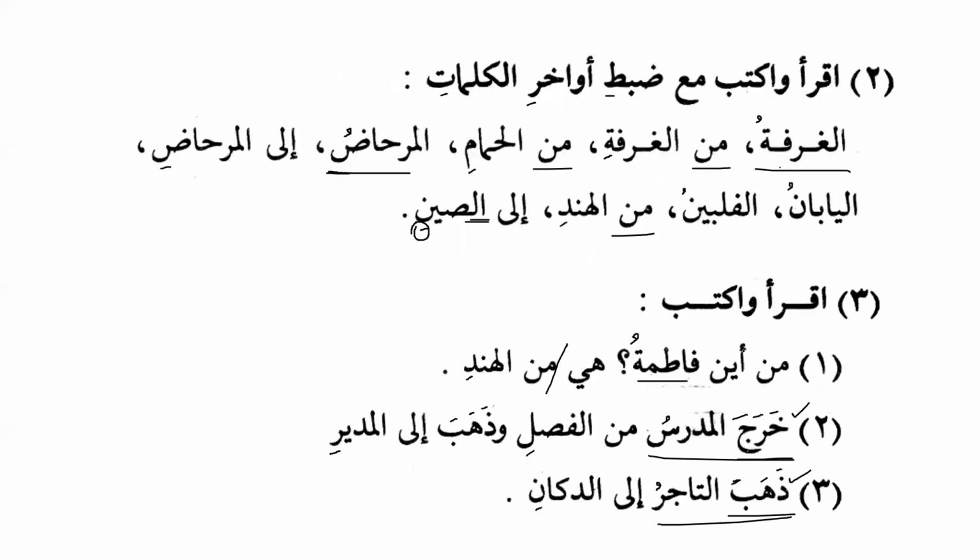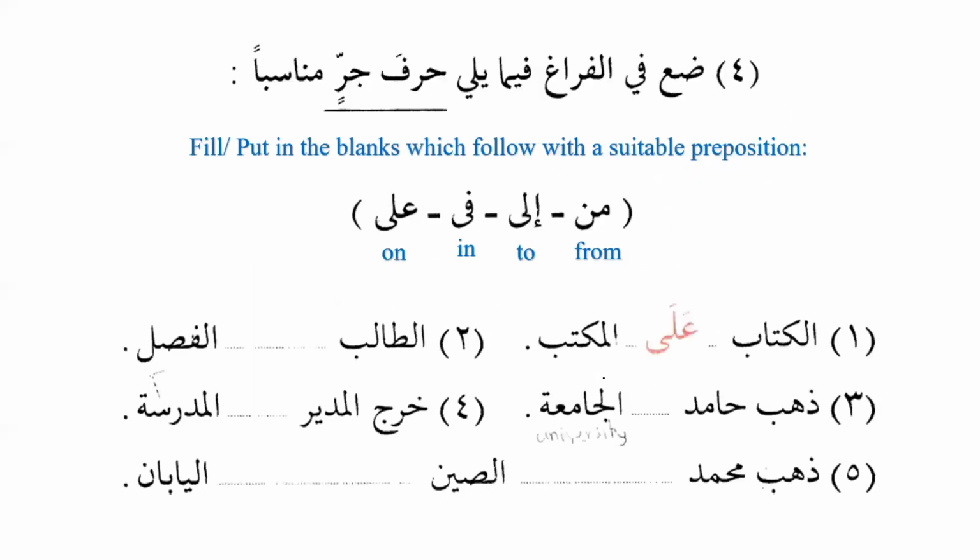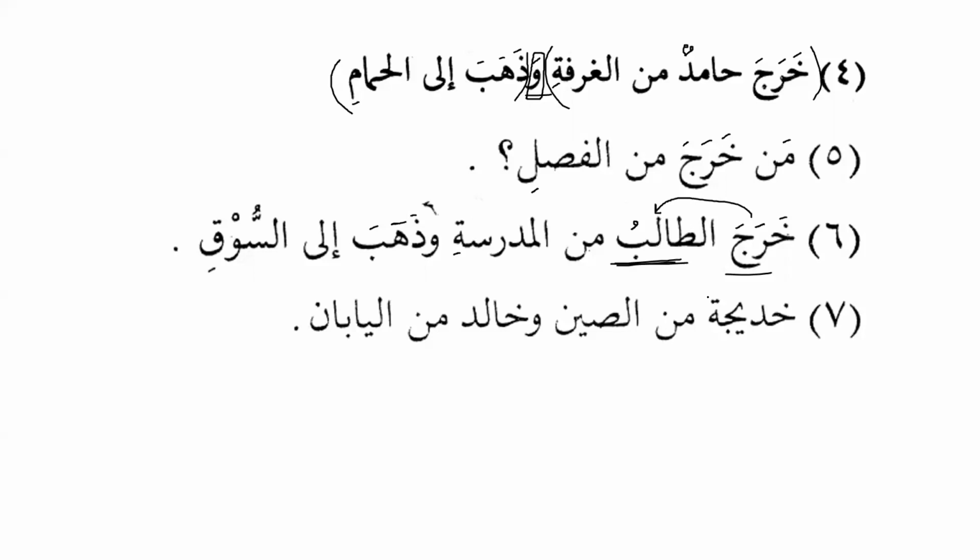Khadijatu min as-Sini. Okay, Khadijatu min as-Sini. Khadija is from China. Wa Khalidun min al-Yabani. And Khalid is from Japan. So again, we can see over here. Now, what kind of sentence is this? Khadijatu min as-Sini. What kind of sentence is this?